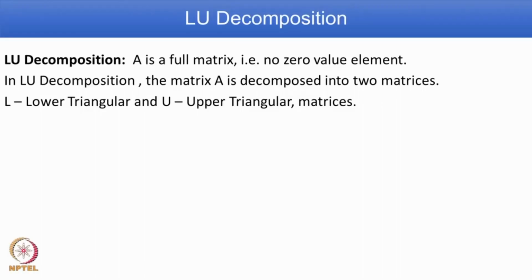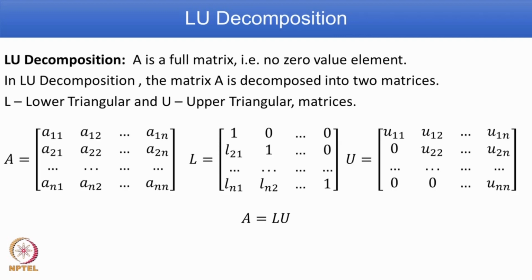We have listed three direct methods. One is Gauss elimination, second is TDMA, third one is LU decomposition. In LU decomposition, the full matrix A is split or decomposed into two as A equal to L into U, where L stands for lower triangular matrix and U stands for upper triangular matrix, and that is shown in the form of the matrix structure. The full original coefficient matrix is decomposed into an L matrix and a U matrix.